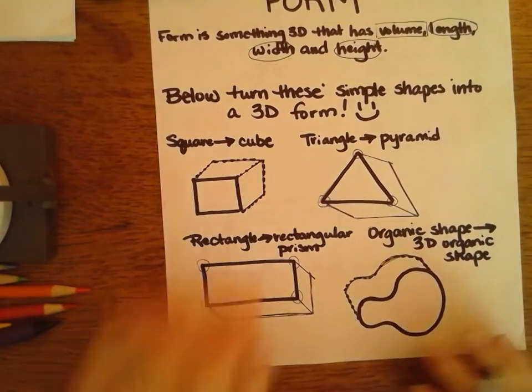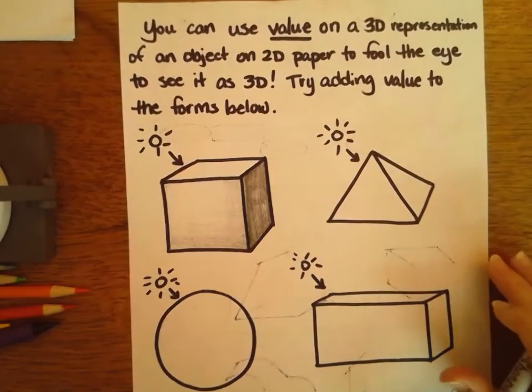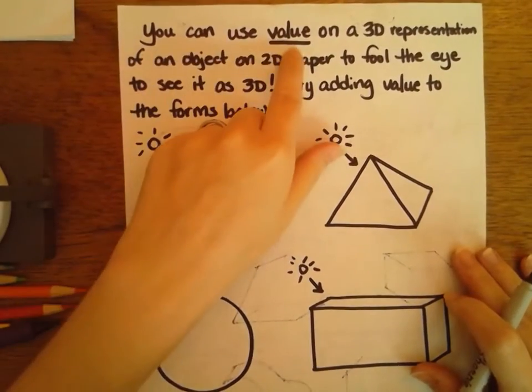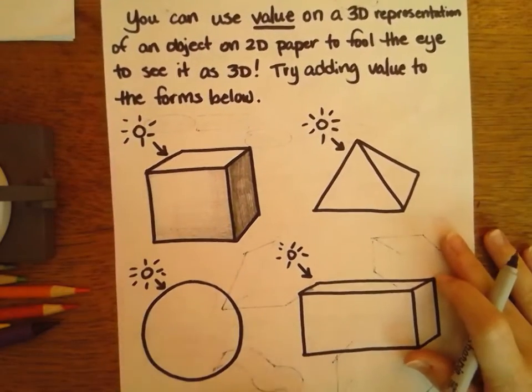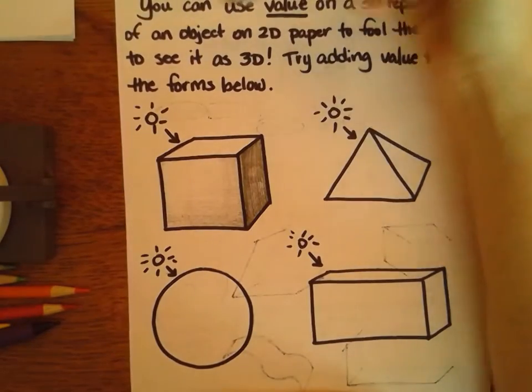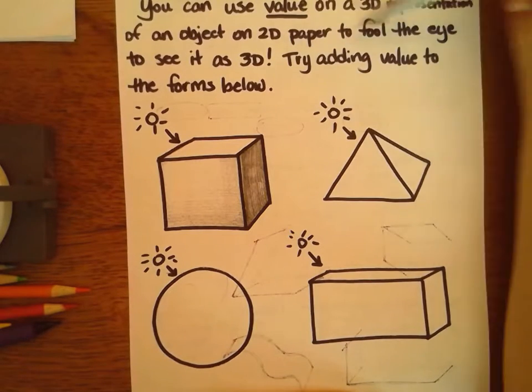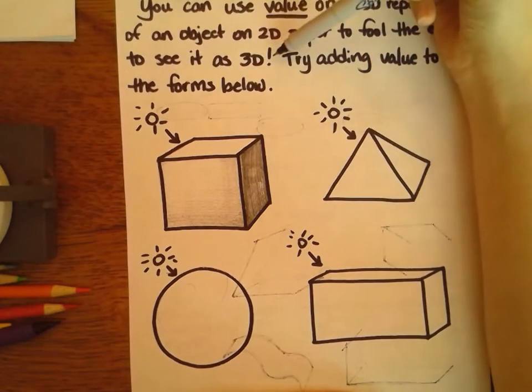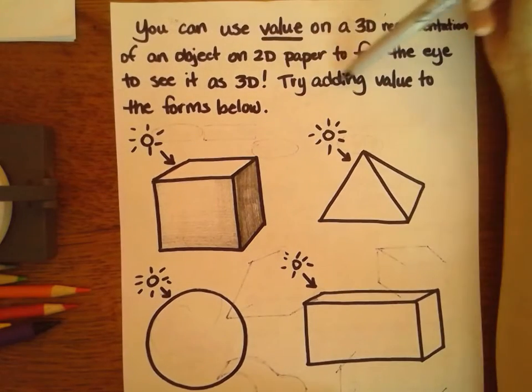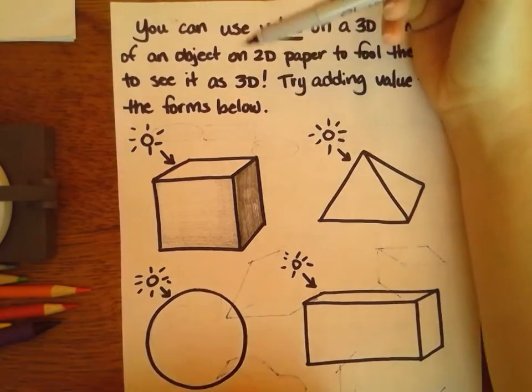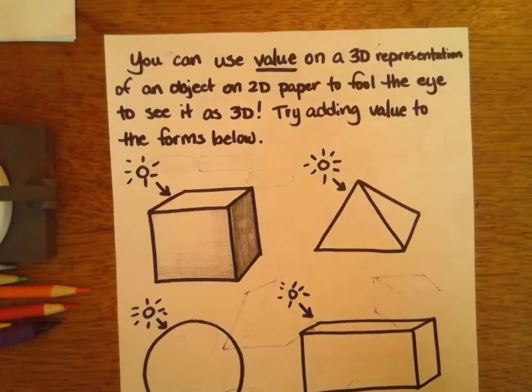Now that that's done, you guys are all done with the front. We flip it over. So with your pencils, you are taking value on these 3D representations that we worked on before. So we're basically taking 2D and we're turning it into a 3D representation to fool the eye as you see it in 3D. So we are trying to add value to these forms below. That's why we practiced value yesterday.